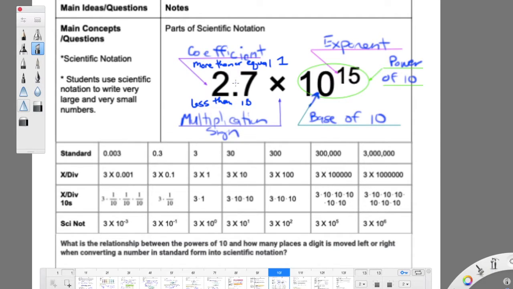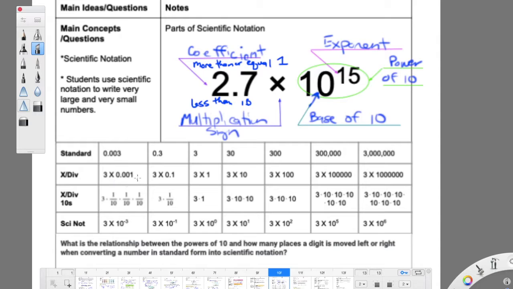All right, so if we look at this table down below, this is just showing us there's a standard version, and the deviations of 10, scientific notation. So if we're looking at this, just look at the standard version first. Here we have 0.003. And if we take the 3 out, so that's what they're doing here, we'd have 0.001 multiplied by that 3. So that's all this is showing you in this column.